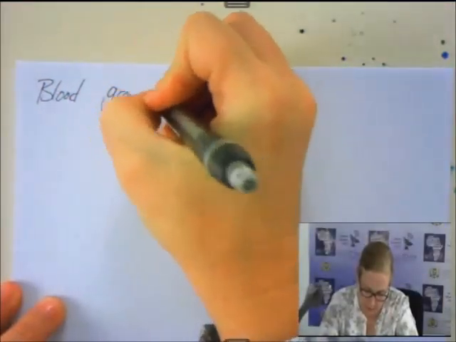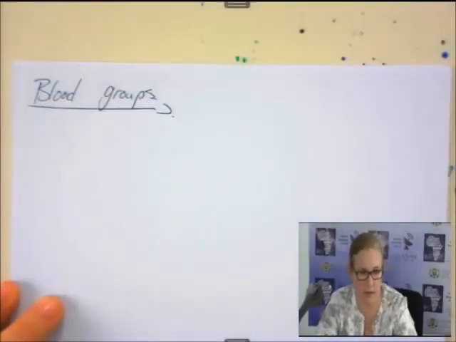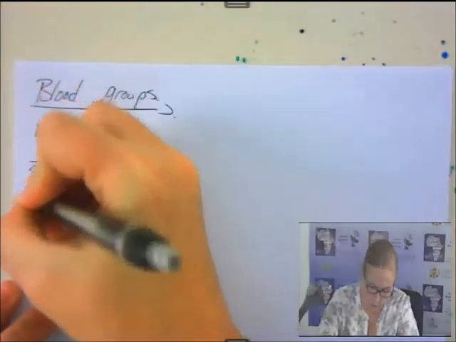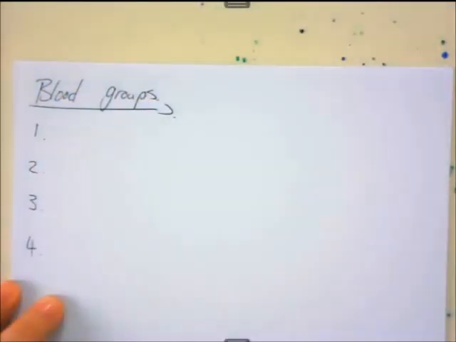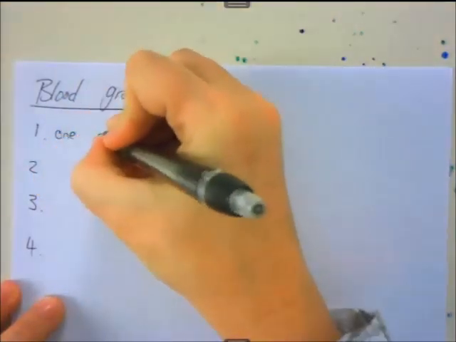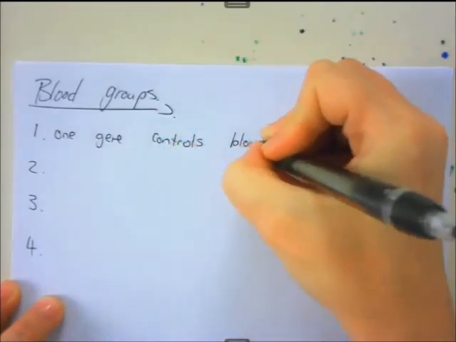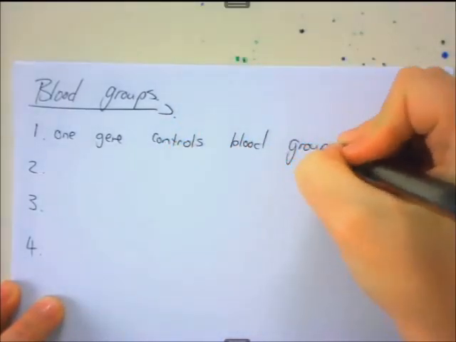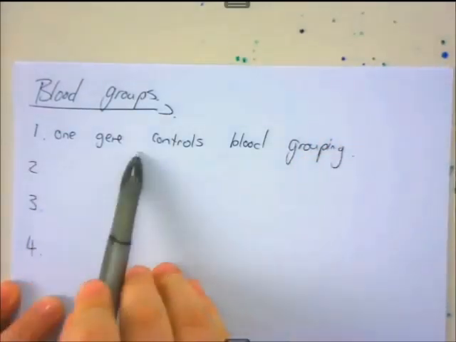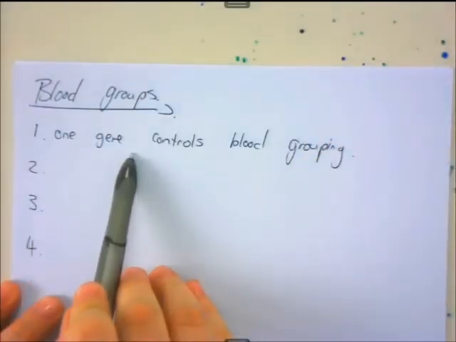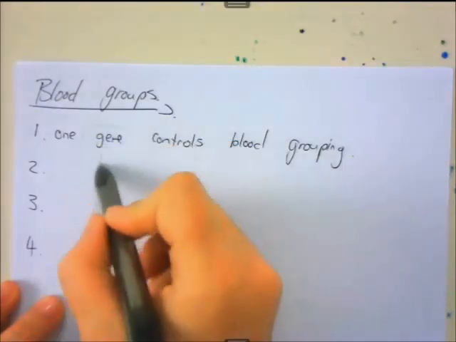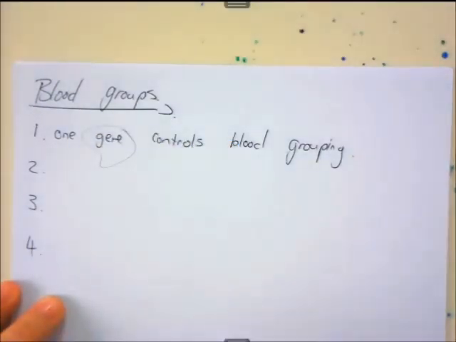So blood groups kind of work, there's a nice way in which you can remember this, okay? If you look at the 1, 2, 3, 4 principle, okay, it works like this. One gene controls blood grouping. Okay, so you're going to look at blood grouping and you're going to have focused on blood grouping, and when geneticists are working out blood grouping, it's one gene that they look for.